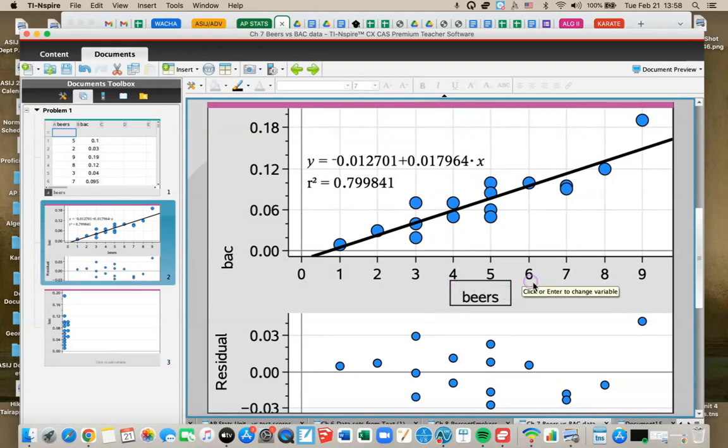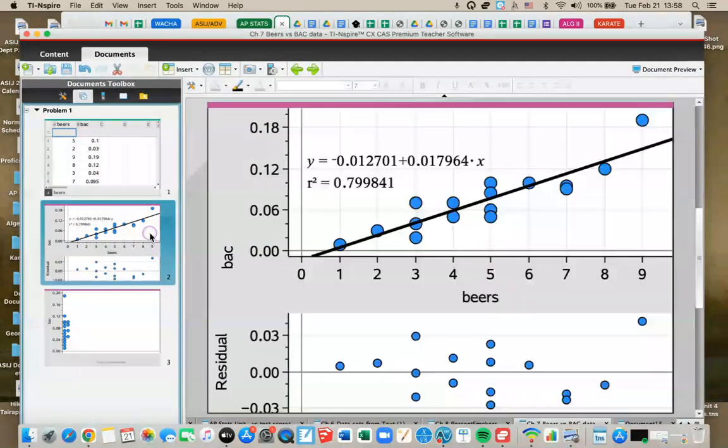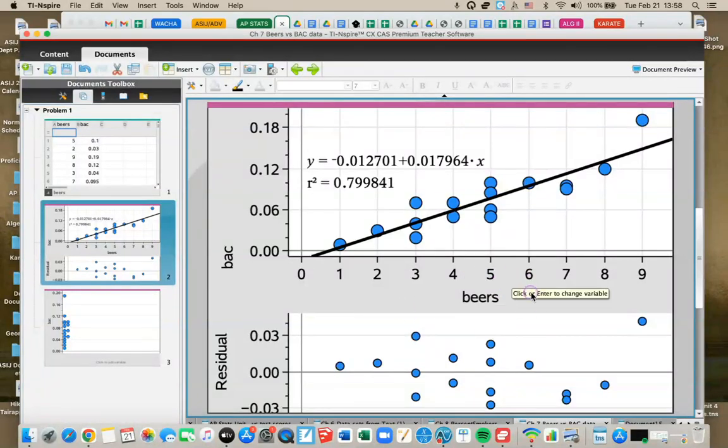It's an explanation. That's why they call this the explanatory variable, right? This is the explanatory variable because it's explaining what's going on with the blood alcohol content. So that's the wording we want to use as well. I'll say it one more time. 80% of the variation in blood alcohol content can be explained by the number of beers. Okay? That's it. That's really like a full analysis.